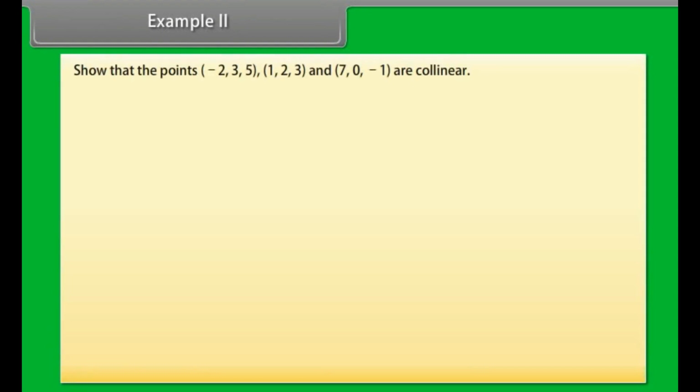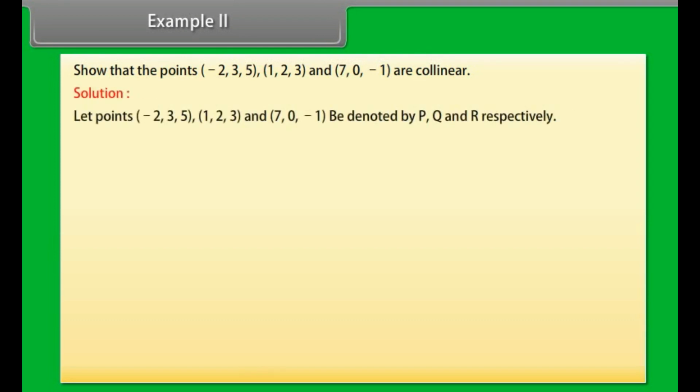Example 2. Show that the points (-2, 3, 5), (1, 2, 3) and (7, 0, -1) are collinear. Solution: let points (-2, 3, 5), (1, 2, 3) and (7, 0, -1) be denoted by P, Q and R respectively. The points are collinear if they lie on the same line.